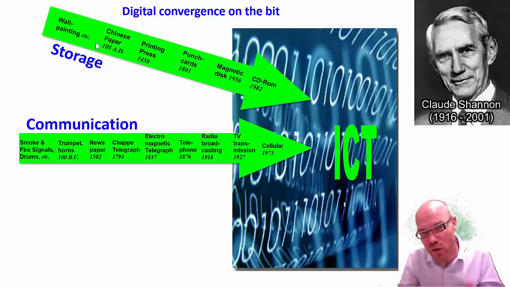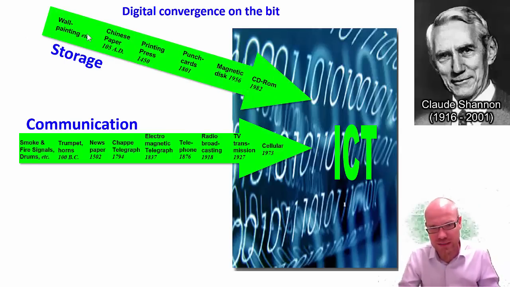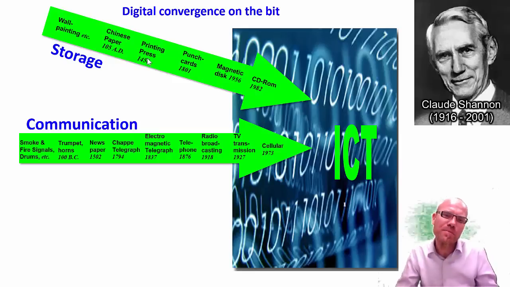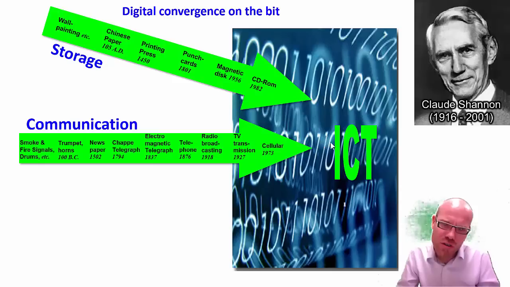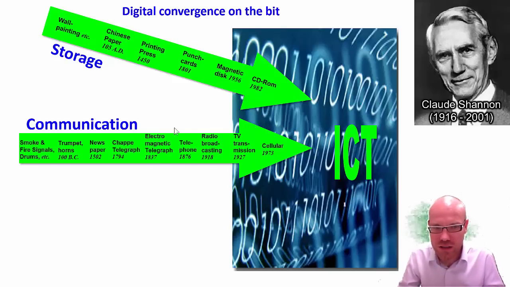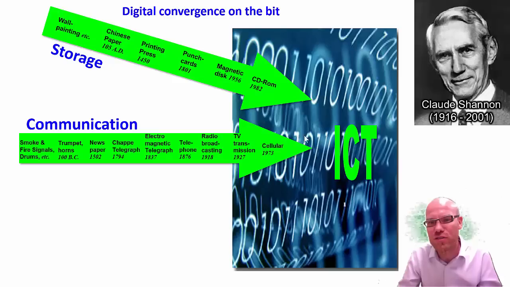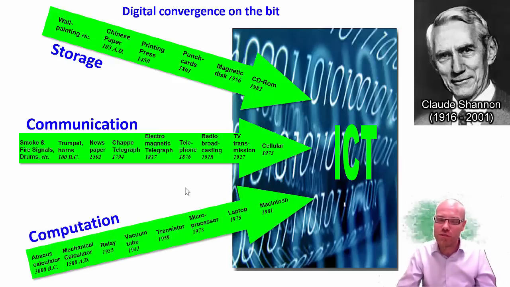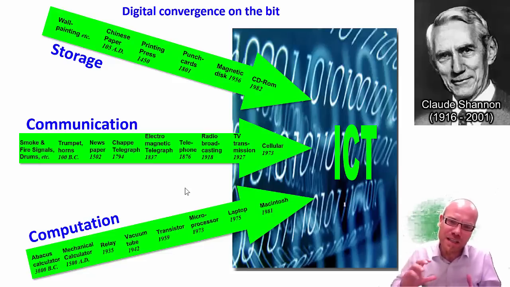The same happened with storage technology, starting with wall paintings, paper, the printing press. Now, both of them converged and both of them started to use digital bits to transmit information through space. We call that communication. And to transmit information through time, we call that storage. You transmit it through time for later usage. So both of them now converged on the informational bit. And a third one is computation. You also saw that. That's a transformation of information in space and time, and that also uses bits.